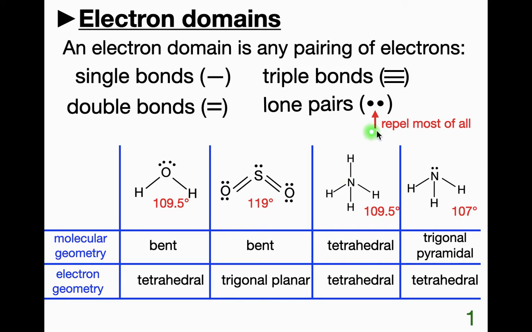That's a common IB question. Explain the difference between the bond angles in ammonium and ammonia. And it's just that simple. Ammonia has a lone pair and is able to repel more than the four covalent bonds in ammonium.